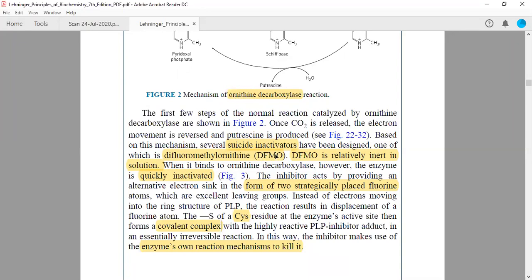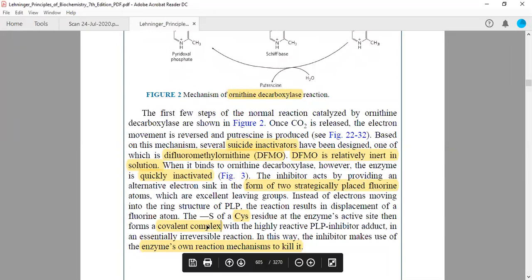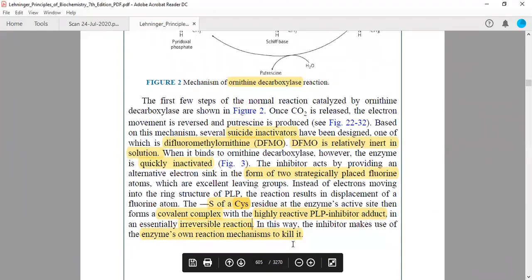Therefore, this can be used to treat African sleeping sickness, because in the trypanosome the decarboxylase enzyme is very stable and does not have a rapid turnover as in higher eukaryotes. And what is the mechanism of action? It makes a covalent bond with the cysteine amino acid, which has a sulfur side group. The sulfur binds with the fluorine of DFMO, difluoromethylornithine. As a result of displacement of the fluorine atom, the sulfur of the cysteine residue in the enzyme active site forms a covalent complex with the highly reactive PLP-inhibitor adduct. This is an irreversible inhibition, and therefore the enzyme's own reaction mechanism kills the trypanosome.